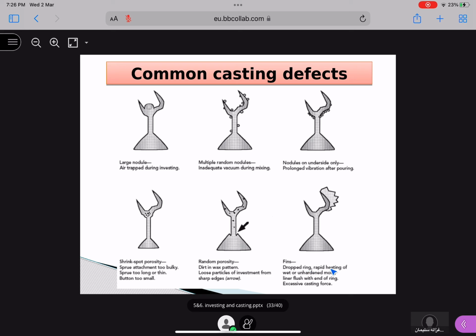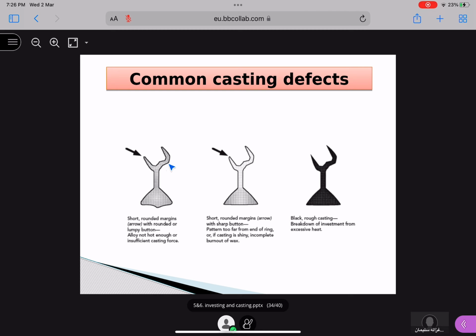Dropped ring, rapid heating of the wet or unhardened mold, liner flushed with the end of the ring, and excessive casting point. All this is in your book or in your PDF there. So just read this copy on casting defects there.